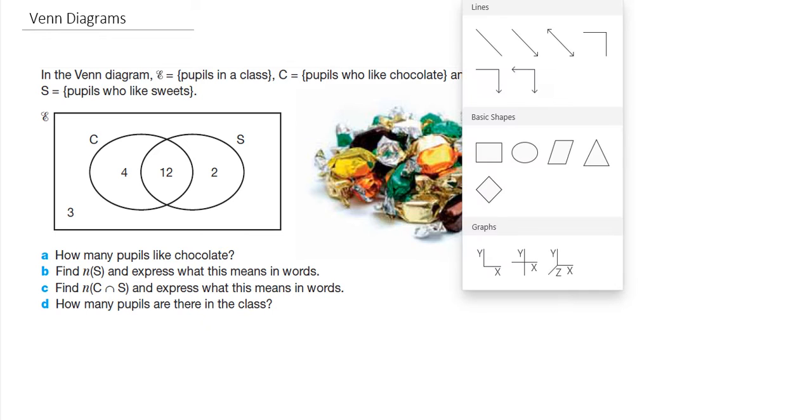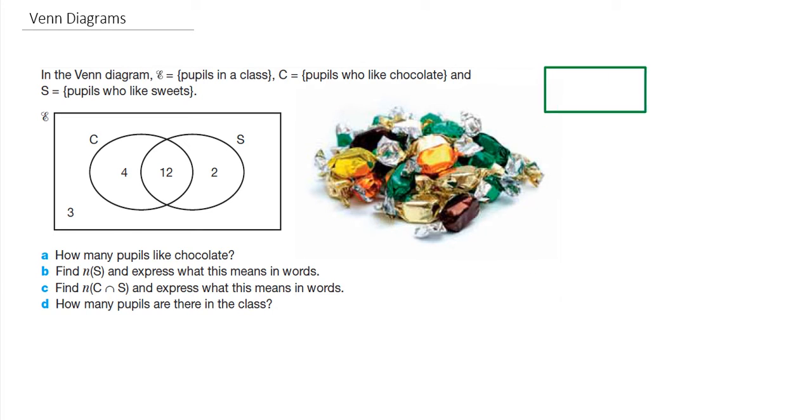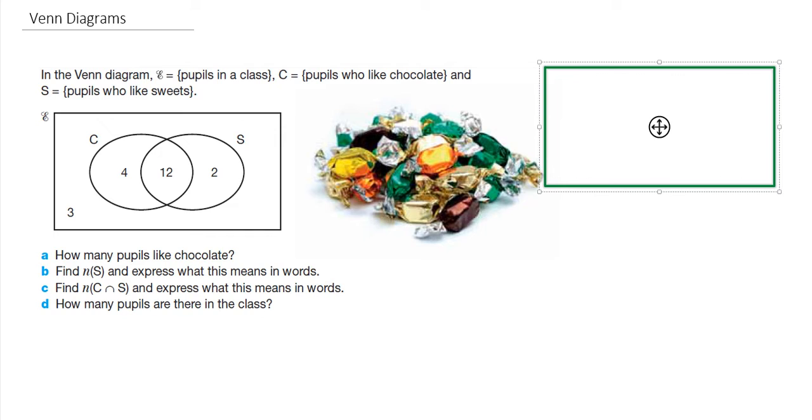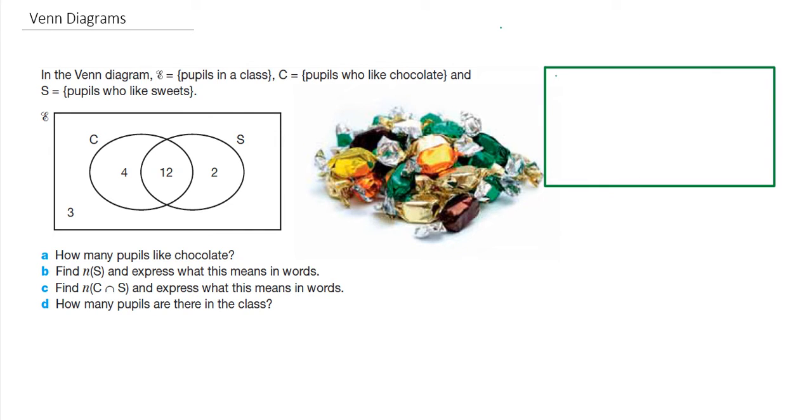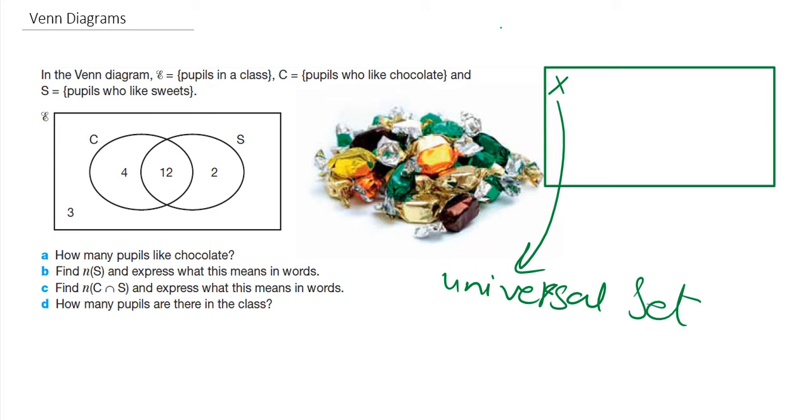So we need a rectangle over here, a big rectangle. Over here we do have the X, or you may say the universal set. You may write it as X, or this symbol represents your universal set.